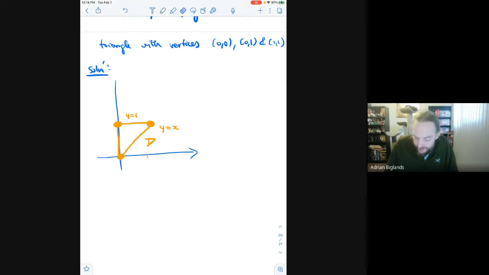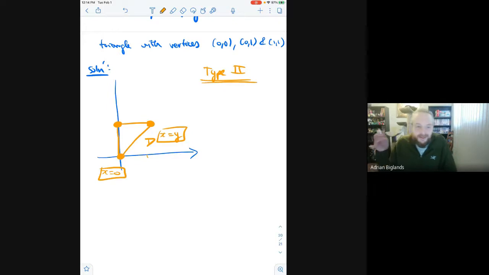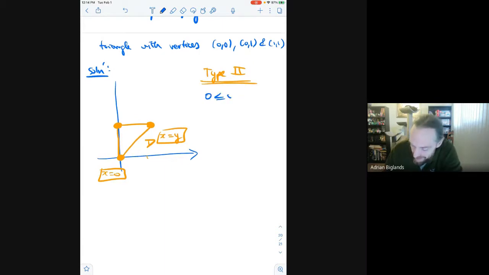Actually, let's do it the other way. Let's do a type 2 region for once. I probably did this in the notes last time just because everyone was asking, is it always going to be a type 1 region? It's like, no, I can set it up as type 2. In this case, it's invertible, so I can set it up as type 1 and type 2. I think the calculation becomes slightly easier too. So this says 0 is less than or equal to y, and 0 is less than or equal to x is less than or equal to y. So y is between 0 and 1, and x is going from 0 to y.